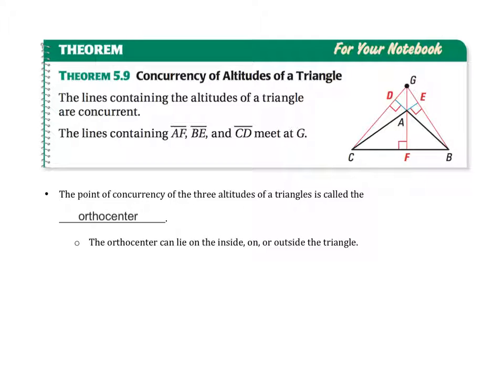And again, there's nothing special about the concurrency of the altitudes, like the concurrency of the medians, where it lies 2/3 of the way down of the median itself, or that the circumcenter is equidistant to the vertices of the triangle, or the incenter is equidistant to the sides of the triangle. The concurrency of the altitudes just is what it is. It's just called the orthocenter. And that's it for this section.